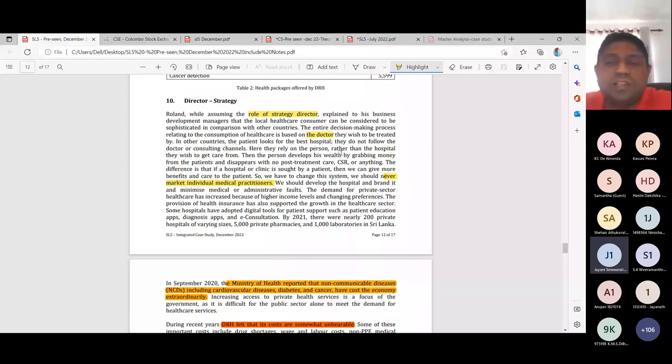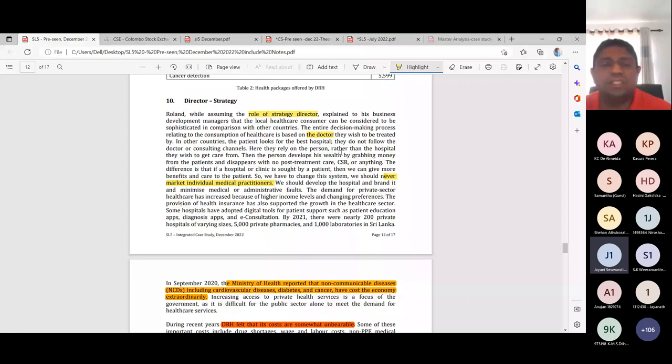When the person develops his wealth by grabbing money from the patient and disappears with no post-treatment care, CSR or anything. The difference is that if the hospital or clinic is sold by a patient, then we can give more benefit and care to the patients. So we have to change the system. We should never market individual medical practitioners, but it is very tough, no, in a country like Sri Lanka. So everyone has to get together and do this. One hospital, I don't think is practical, especially in a situation like this. Most doctors are leaving the country. So we should develop the hospital and brand it and minimize medical or administrative faults.